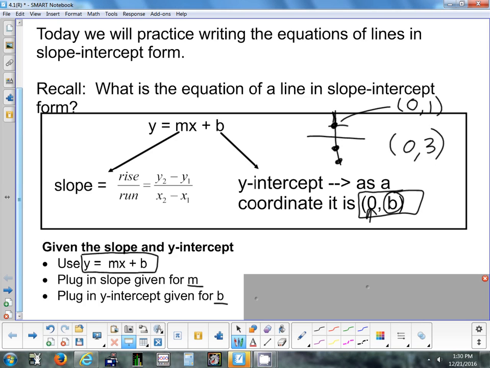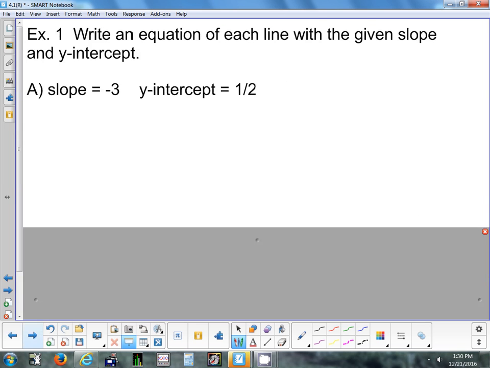Okay, so the first thing we're going to do, we're going to practice. I'm just going to give you a formula that looks like this, and all I want you to do is tell me the slope and the y-intercept. Or actually, maybe we'll do it where I give you the slope and y-intercept and you tell me the equation. Let's do it that way. All right, so here's a line. I'm not giving you a picture of it, but I'm just describing it. It has a slope of -3, and it has a y-intercept of 1/2.